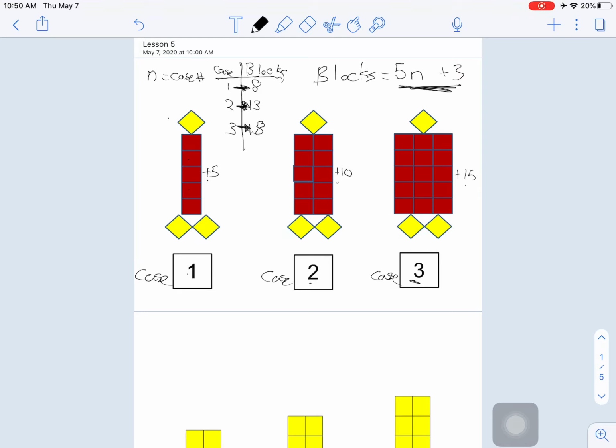Oh, this should be an 18, not a 15. Sorry, I made a mistake. And I could show you. So for case 3, let's put 3 in for n. So 5 times 3, right, plus 3. 5 times 3 is equal to 15 plus 3, running out of room, equals 18 blocks. Look at that. When we put 3 into our rule or our formula, it spat out 18, which we know has 18 blocks. From this, I could continue to find different formulas or ways to use this.